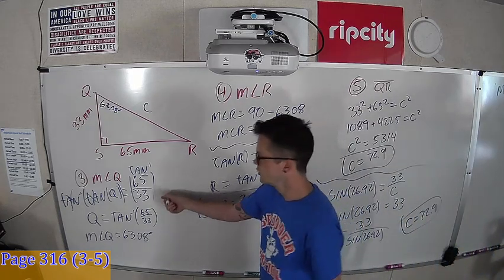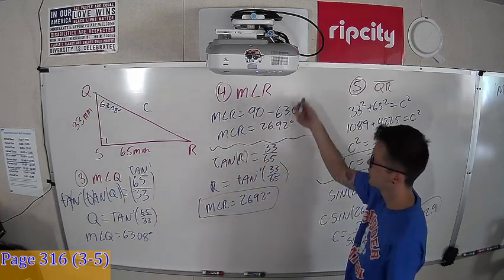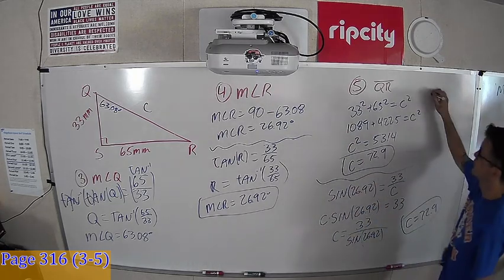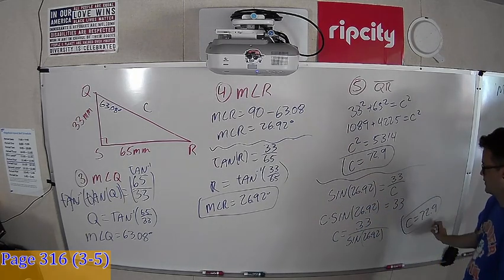We found the measure of angle Q using tangent, inverse tangent. We found the measure of angle R two ways, triangle sum theorem, and then we used tangent ratio. We found QR both by Pythagorean theorem, and then by using trig function.